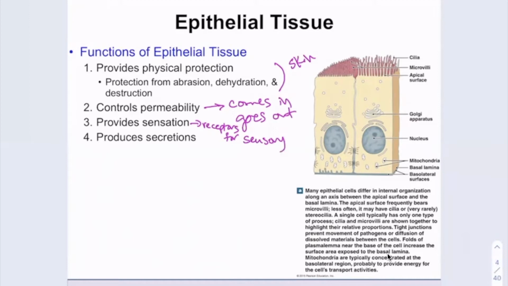You also have skin receptors. So in your epidermis, the outer layer of your skin, you can feel when you have light touch. You can feel when it's windy and the little hairs are moving. You can feel when the temperature is changing on top of your skin. So there is sensation. And then secretions, again, glandular tissue is epithelium.